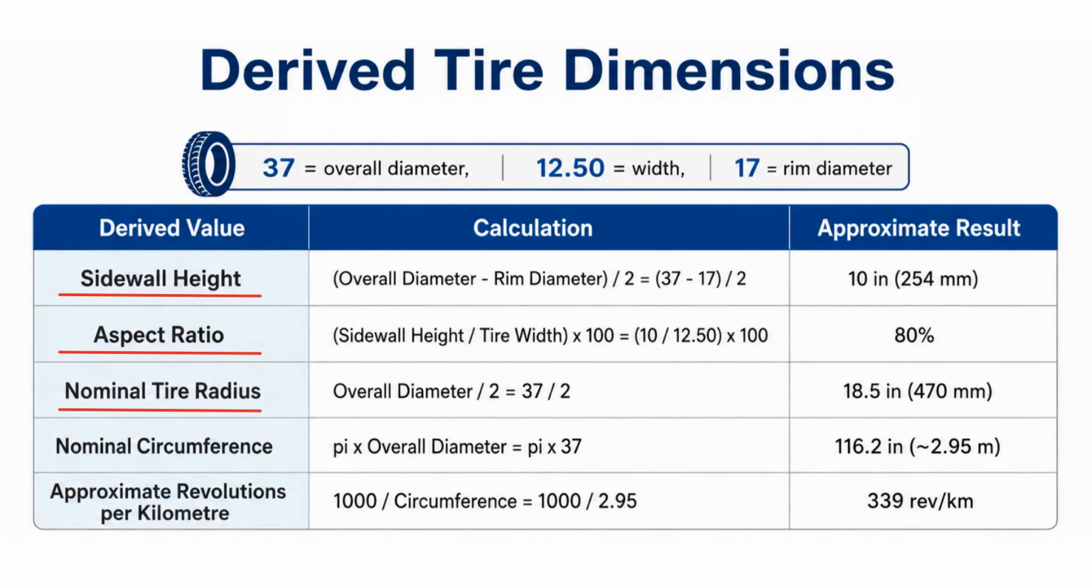The nominal tyre radius is half the overall diameter, or 18.5 inches. Using the diameter, we can also estimate the tyre circumference at around 2.95 meters. To calculate tyre circumference, simply multiply the tyre's overall diameter by pi. Circumference equals pi times diameter. Finally, this circumference gives approximately 339 tyre revolutions per kilometre, which is useful for speed, gearing, motor RPM, and distance calculations.